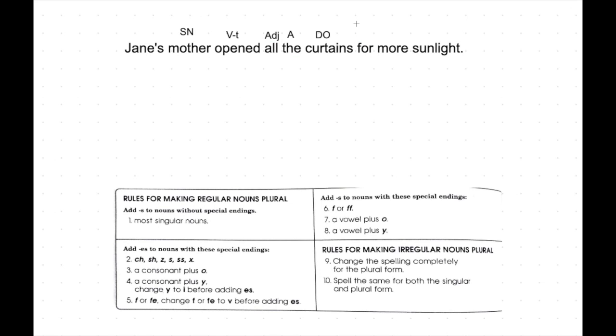For is always a preposition. For what? Sunlight. Sunlight is the object of the preposition. What kind of sunlight? More sunlight. We're answering what kind. It's describing. It's an adjective. Whose mother? Jane's mother. As you can see, Jane is a noun. It has an apostrophe S, so it's showing possession. It's a noun. It's also describing mother. It's a possessive noun adjective.